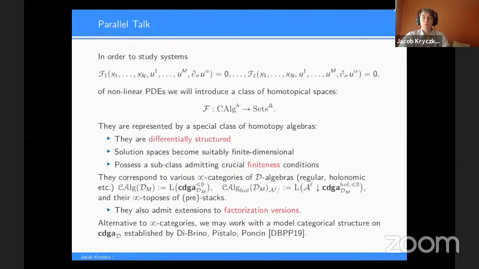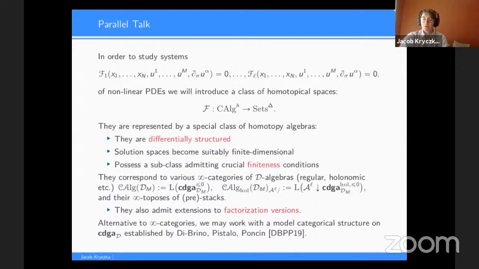So this brings us to what we'll see in the parallel talk, that we will study nonlinear PDEs as a class of homotopical spaces, so suitable homotopy classes of functors. And they're represented by very special kinds of homotopy algebras. For one, they're differentially structured. I won't say any more about that right now, but also they become suitably finite dimensional in a very particular case as well, which is important.